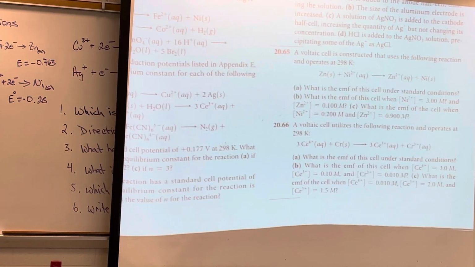Tomorrow I'll show you the scoring rubric on that on our mock exam.